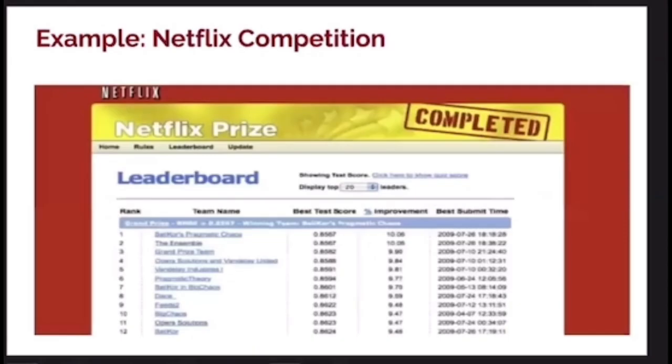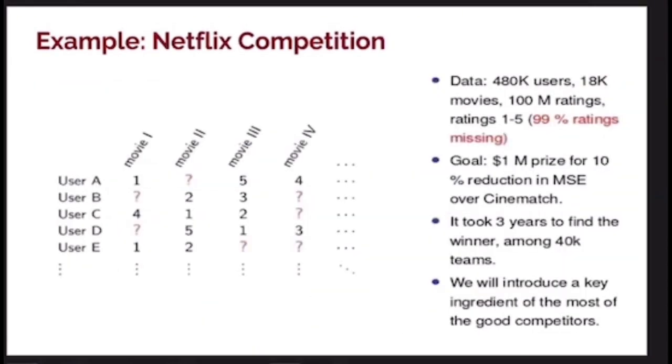We need a way to predict the values that are missing. Like I said, Netflix actually put up a prize. They have data on 480,000 users and 18,000 movies. There are so many; I'm just showing you movies 1 to 4. With 18,000 movies, 100 million ratings, and the rating is on a scale of 1 to 5. But you know what? 99% of ratings are missing. Look at that. That's a lot.